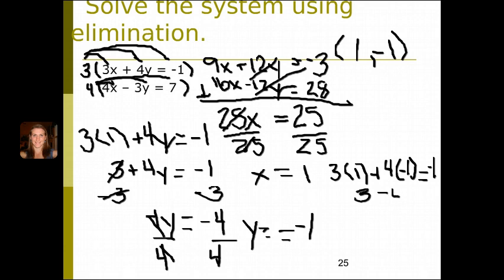Then we'll plug it into the second equation. We have 4 times 1 minus 3 times negative 1, and that should give us a positive 7. 4 times 1 is 4. Negative 3 times negative 1 is positive 3. 4 plus 3 is 7, which checks out.